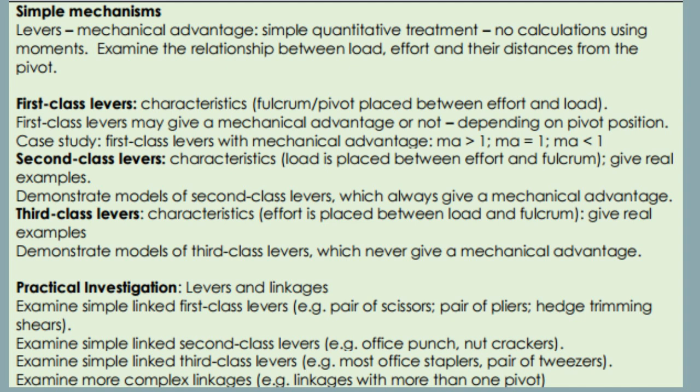Practical investigation: levers and linkages. Examine simple linked first-class levers, e.g. a pair of scissors, a pair of pliers, hedge trimming shears. Examine simple linked second-class levers, e.g. an office punch, nutcrackers. Examine simple linked third-class levers, e.g. most office staplers, a pair of tweezers. Examine more complex linkages, e.g. linkages with more than one pivot.